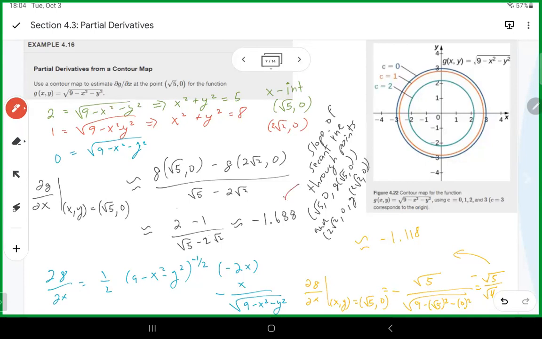Okay, so I think this one's this one, and this one is approximation to slope of tangent line to the surface at the point. Okay. Which is parallel to the x-axis.